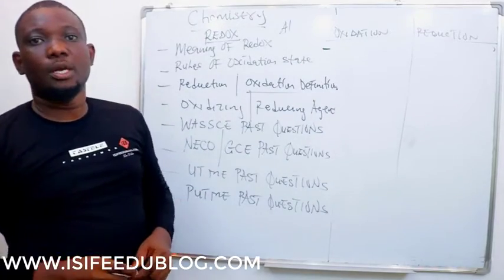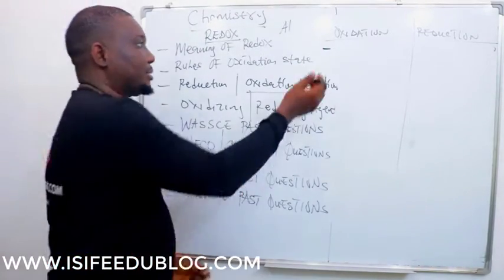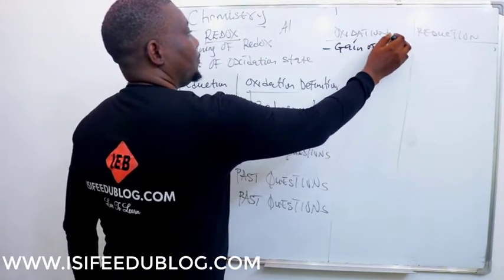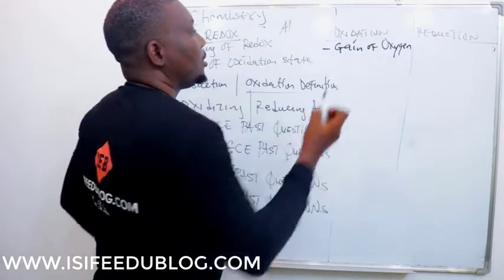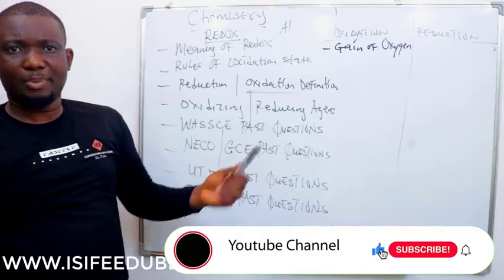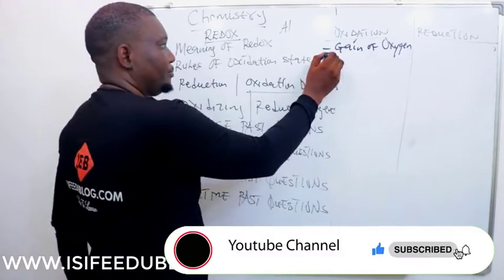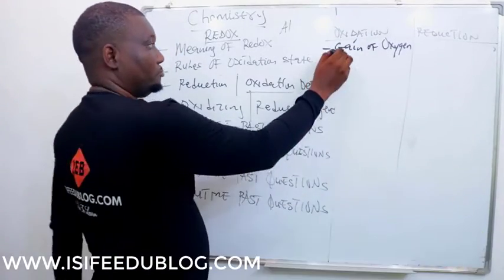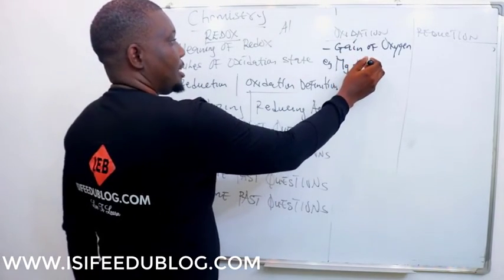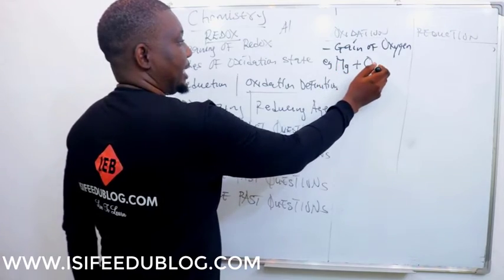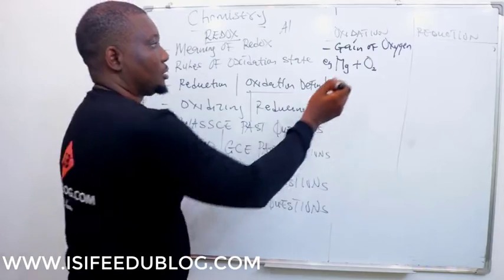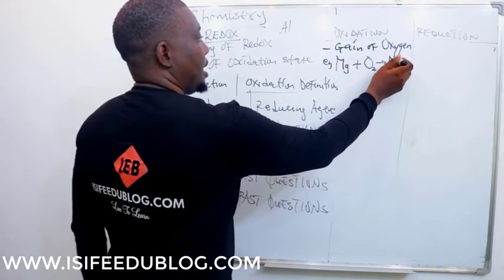What is oxidation? I can rightly define oxidation as the gain of oxygen. Okay, as simple as this. I'll give an example. Suppose I have magnesium ribbon, Mg, and then I react this magnesium ribbon with oxygen. So what is going to come out here will be Mg.